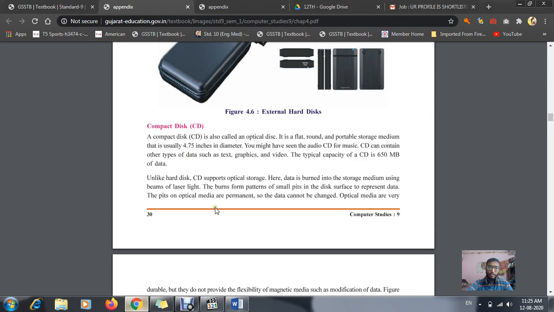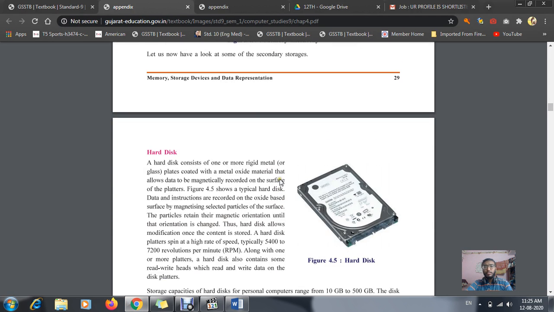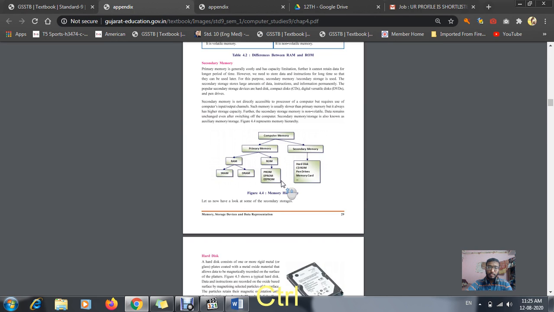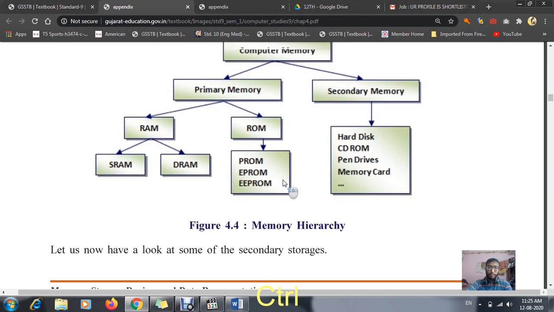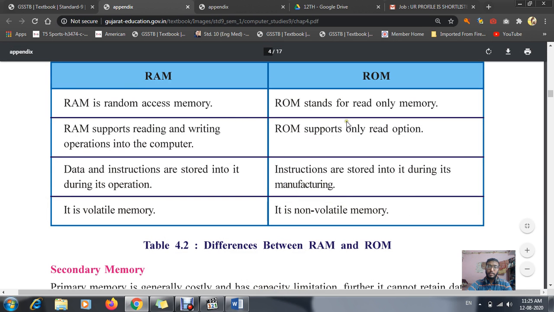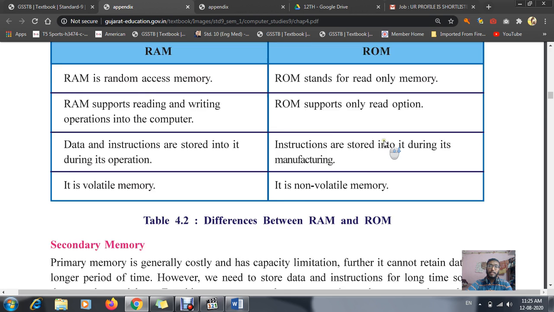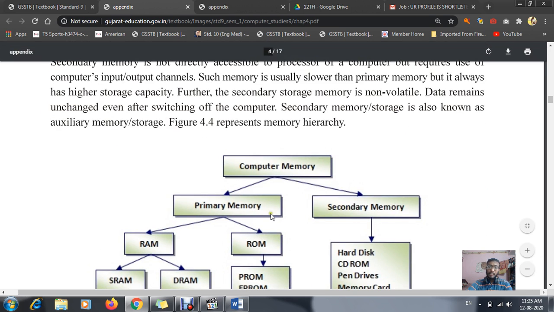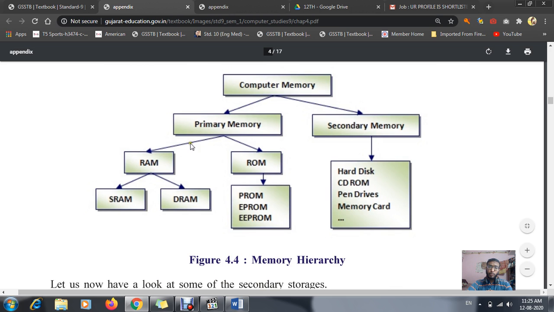Students, good morning. In your previous period we learned the types of computer memory and the difference in computer memory. We also learned the difference between RAM and ROM. Memories can be divided into two types: primary memory and secondary memory. Primary memory can be divided into two parts, known as RAM and ROM.